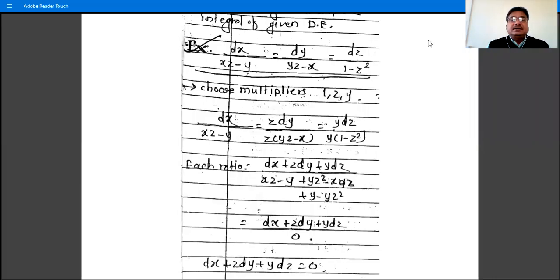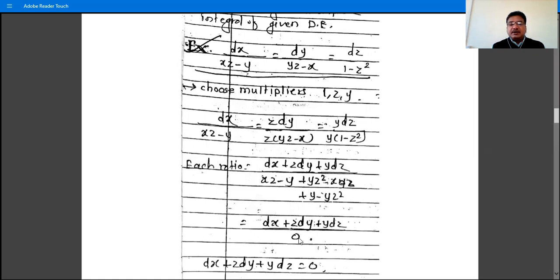Next example: dx divided by x(z minus y), dy divided by y(z minus x), dz divided by 1 minus z square. So choose the multipliers 1, z and y. And therefore, each ratio is equal to, don't write this step, directly write this step, dx plus z dy plus y dz divided by: multiply this factor by 1, this factor by z, and this factor by y. And therefore, we have the answer 0.